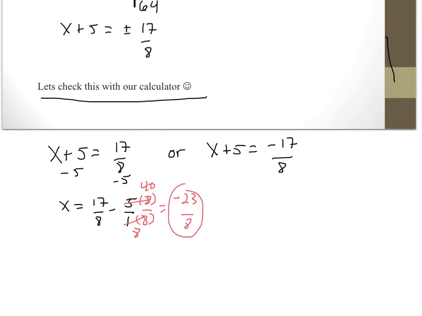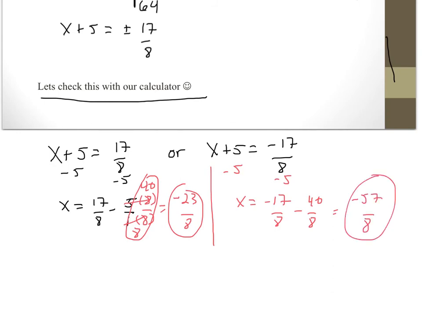That's one of my solutions. Now we're going to do the other one. So I'm going to subtract 5 and subtract 5. It's the same number, so whatever we got here as our common denominator is going to be the same thing on the other side. And that's going to give us a negative 57 over 8. And those are our exact values.